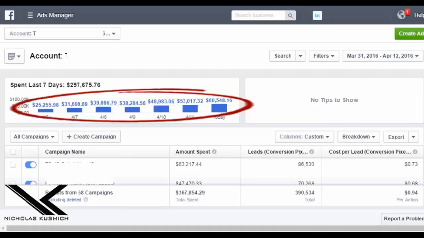In fact, this particular campaign ended up doing about $16 million when it was all said and done, from start to about end, which was about 21 days later. So let's dive right in and get going.